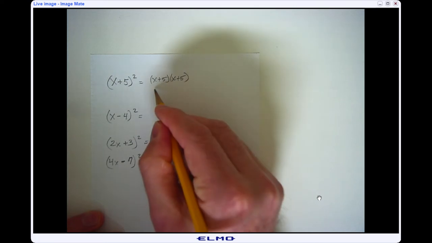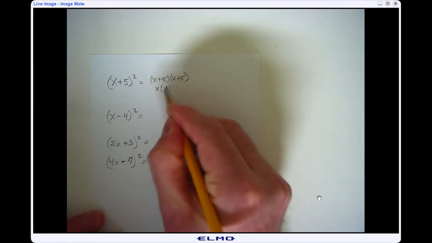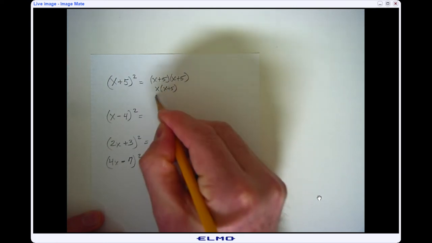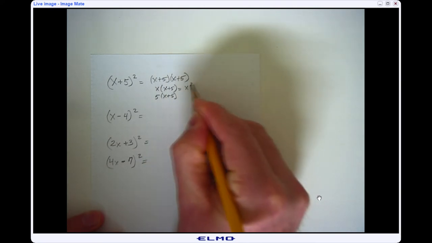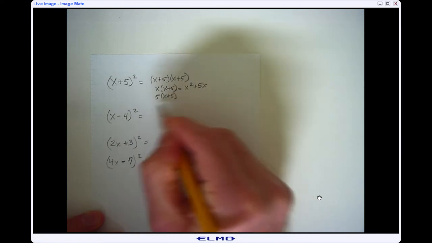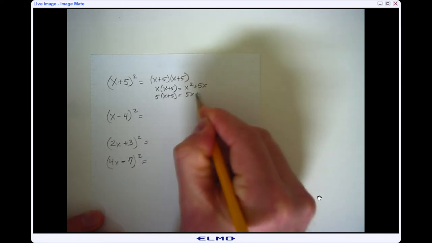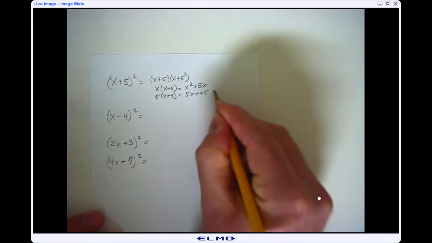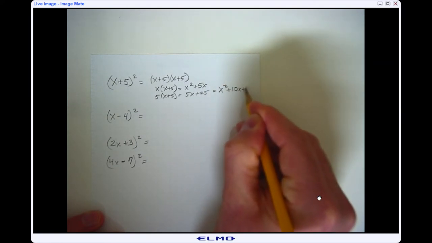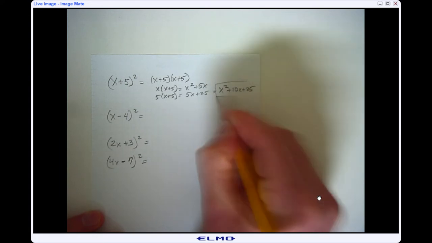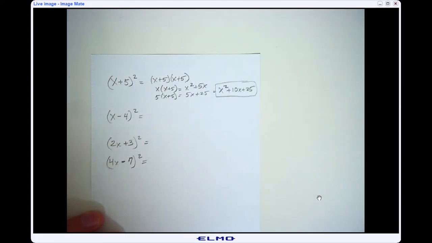If I multiply this out, using the distributive property, I would do x times x plus 5 and then 5 times x plus 5. When I do that, I get x squared plus 5x for the top, and on the bottom I get 5x plus 25. If I put my like terms together, I get x squared plus 10x plus 25. Now that's just showing you the distributive property for doing this. But again, there's a pattern to this.